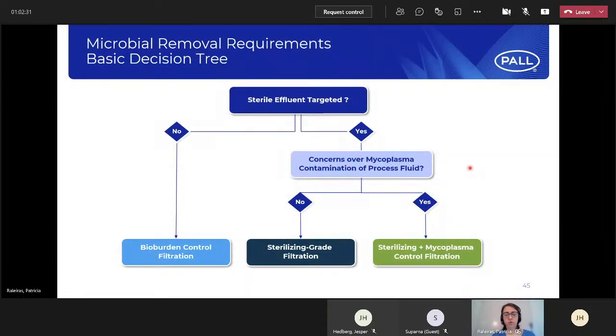I showed this slide before, but I just wanted to show it again to also push forward the idea that you need to ask yourself what you want your filter to do. Do you need sterility? Do you need mycoplasma control? So this is also a thing that you need to ask. It's not just, okay, I know that I need a filter to do something. It's also, okay, how do I want the filter to perform? What are the required parameters? What is the required quality in the end?